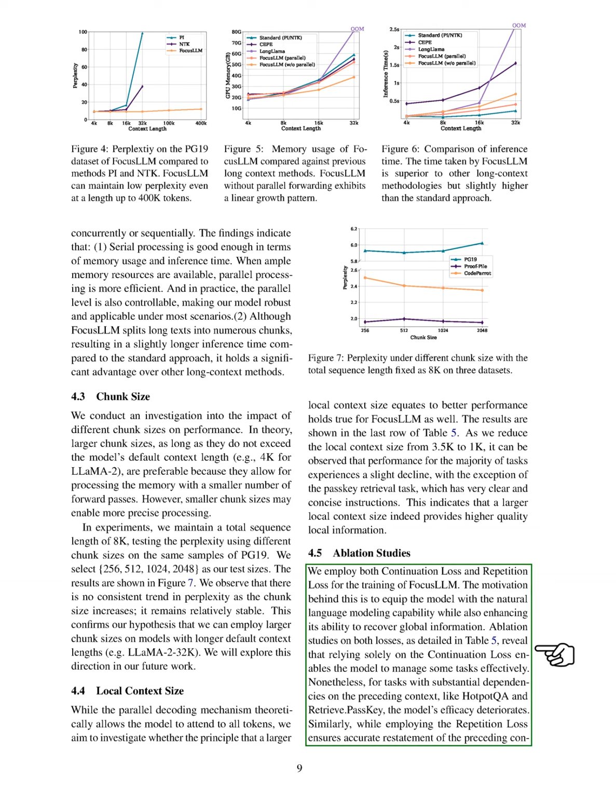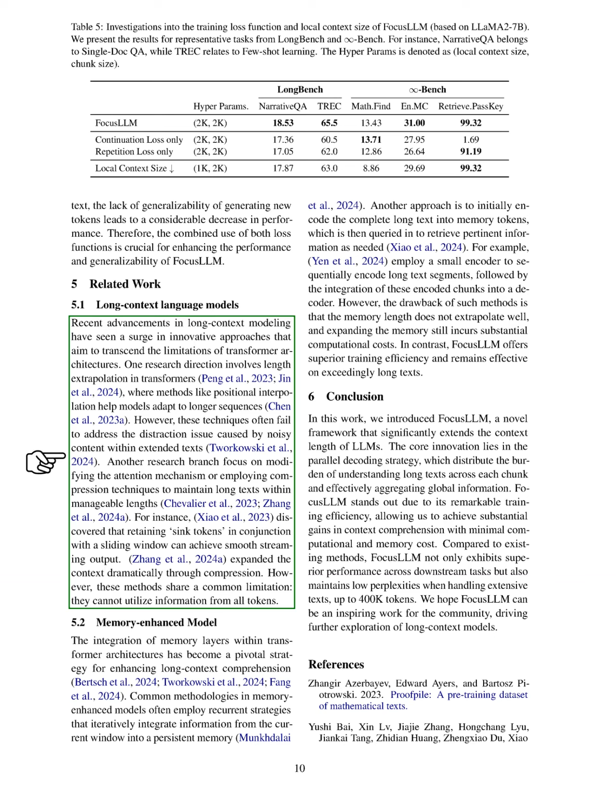Section: Related Work. In this section, we discuss related work on long context language models. We have observed that recent advancements in this area have led to new methods aimed at overcoming the limitations of transformer architectures. One approach involves length extrapolation in transformers, where techniques like positional interpolation help models handle longer sequences. However, these methods often struggle with distractions from noisy content in extended texts.